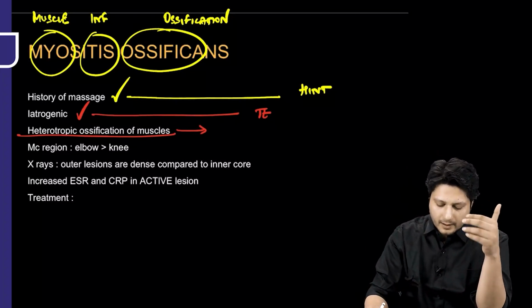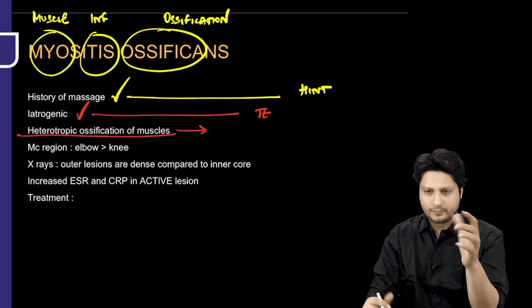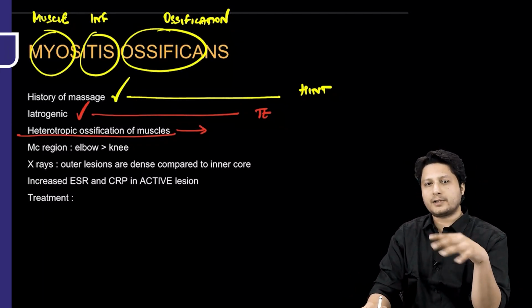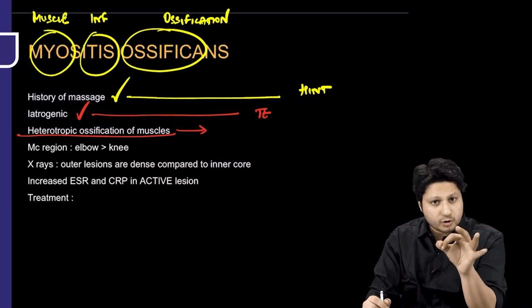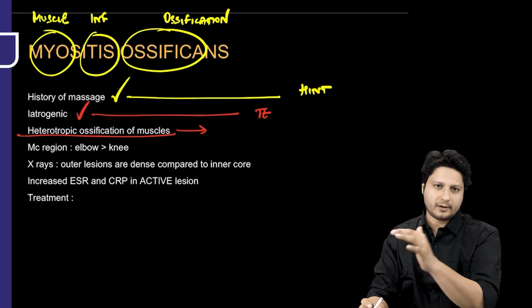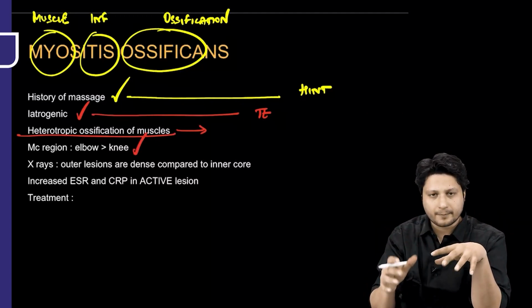All right. Now, what is the most common site which is likely to be affected? Elbow, because majority of the time this complication happens in case of supracondylar fracture of the humerus. So elbow is considered to be the most common site. Second is the knee joint. All right. So elbow and knee are considered to be the commonest sites to be affected. In case of elbow, it is the brachialis muscle which is most commonly ossified because of this myositis ossificans.